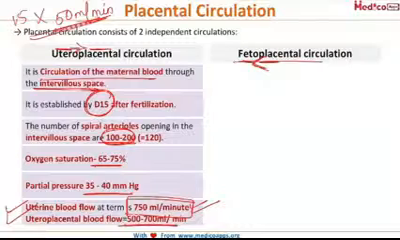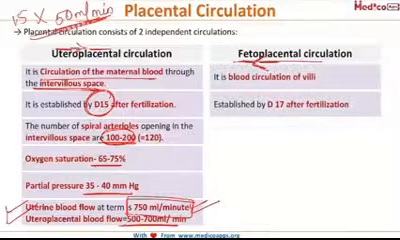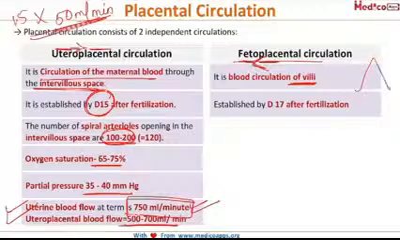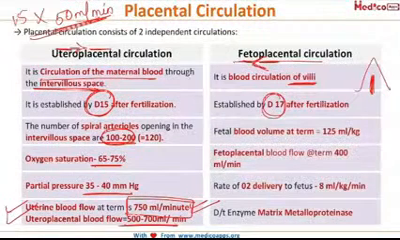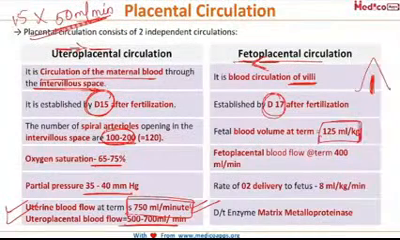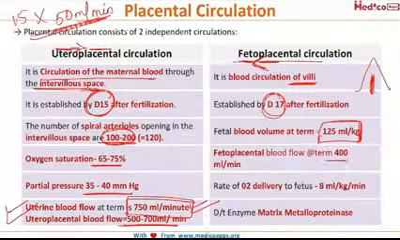Now let's talk about the fetoplacental circulation. It comprises mainly of the blood circulation in the villi, because it is here that the fetal blood vessels are opening in the villi, making it a tertiary villi. And this is established by 17 days after fertilization. That is 2 days after the establishment of the uteroplacental circulation. Now another important question is the fetal blood volume at term, and it is 125 ml per kg. Now the next question is fetoplacental blood flow at term, and it is 400 ml per minute.